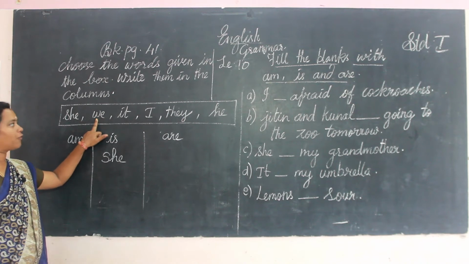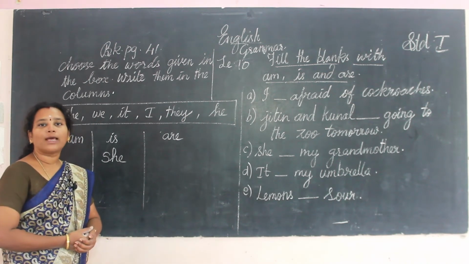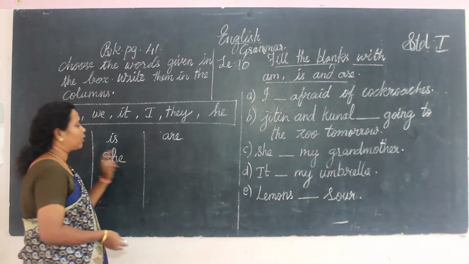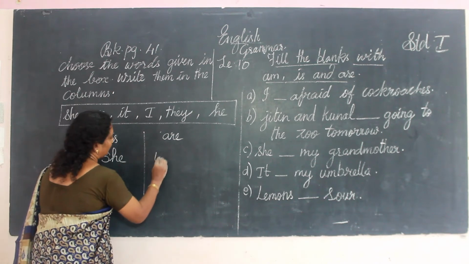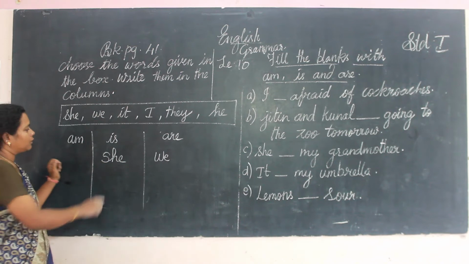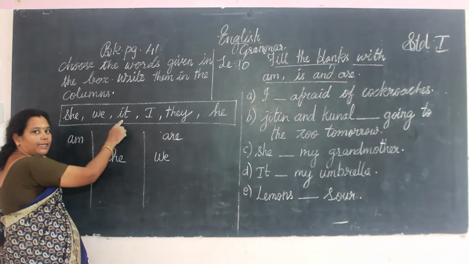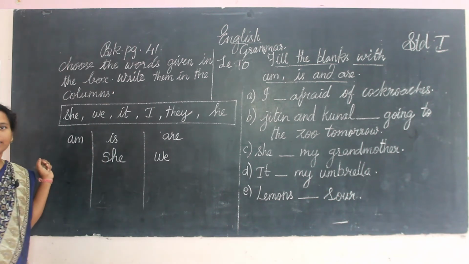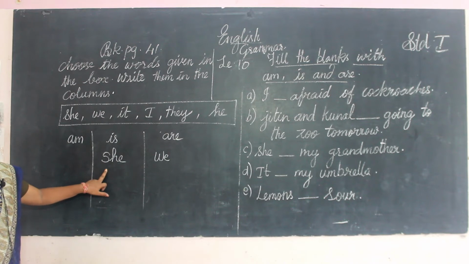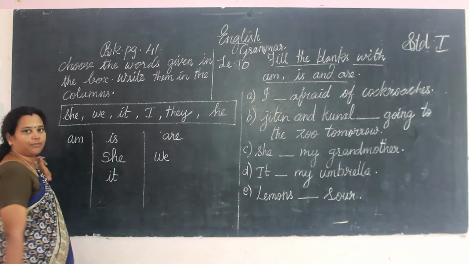Now, see the second one. W-E, we. So, what will you write? That is a plural. So, where will we write? We will write under the are column. We are. What is the next word? I-T. It. It also comes under singular. So, where will you write it? You will write it in the is column. It is. Okay.